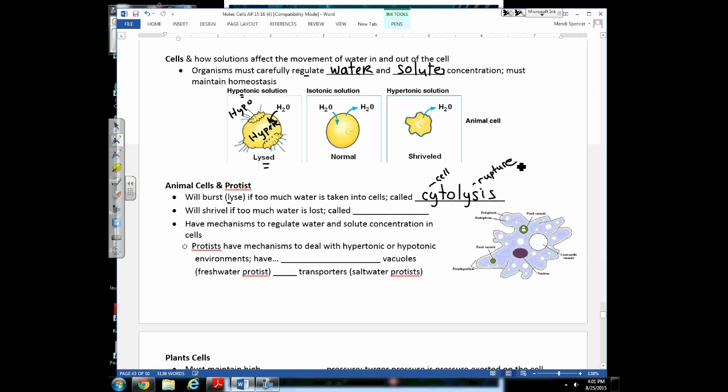If we put our cells in a hypertonic solution, then the inside is hypo. Water is going to move out to the hypertonic solution, and our cells are going to shrivel up. And when they shrivel up, it's called crenation.